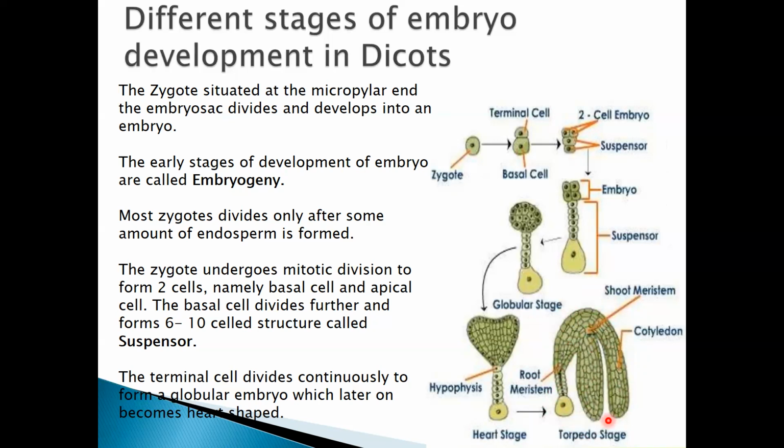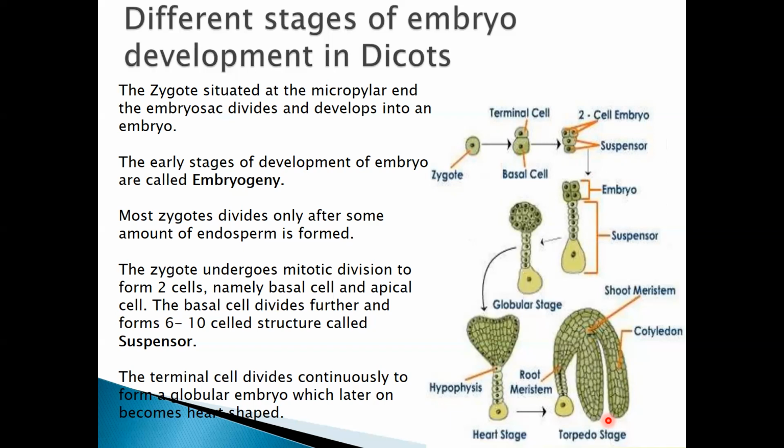So what happens here, students? Different stages of embryo development in dicots. Dicots means two cotyledons. What happens first? The zygote divides, and it divides only when there is a presence of endosperm tissue. Why? Because it nourishes the developing embryo.